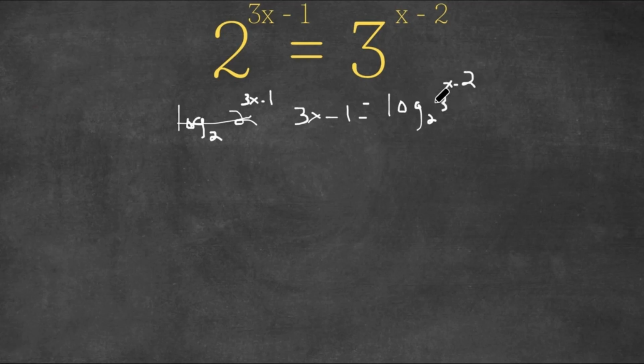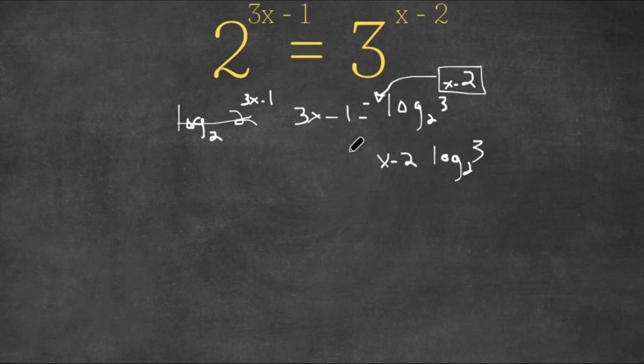All right, so now we're going to use an important property of logarithms, and that is the power property. And that states that if we have a power here, we could go ahead and move this in front of the logarithm. So this would be x minus 2 times log subscript 2 of 3. And I'm going to put parentheses over here. So this is an important property of logarithms, and this still equals 3x minus 1.